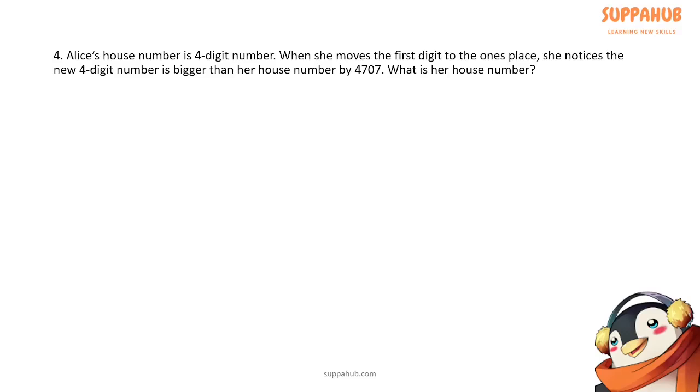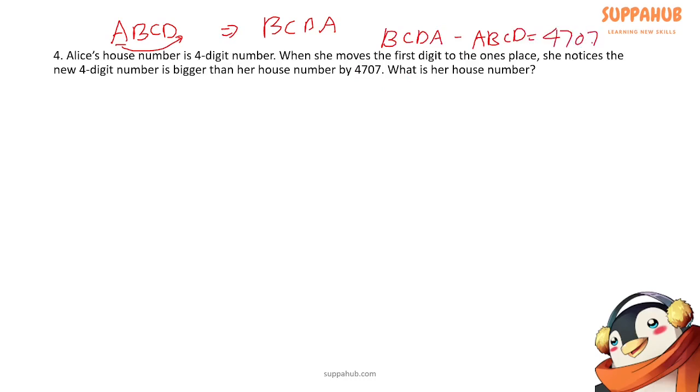Okay, now let's cover the last question. Eddie's house is a 4-digit number. So you know that it's a 4-digit number, so let's say it's A, B, C, D. She moves the first digit to the last, so it becomes B, C, D, A. And she noticed the new 4-digit number is 4,707 bigger than her original house number. So what you have here is B, C, D, A minus A, B, C, D, since bigger, it's 4707. So what is her house number?